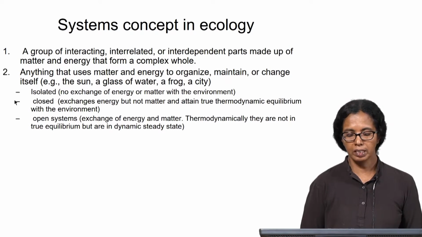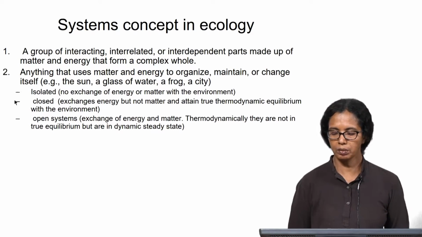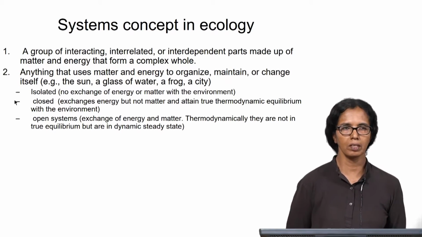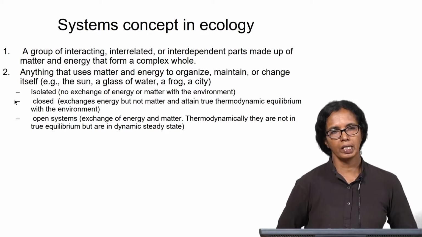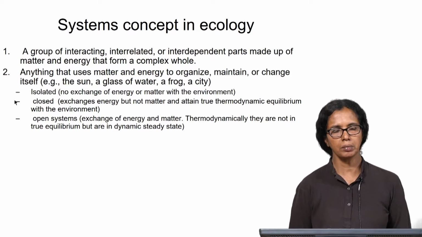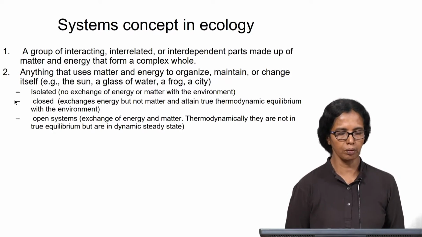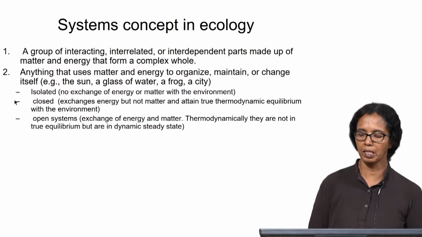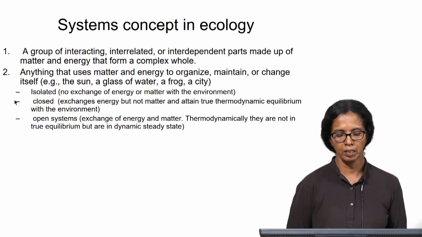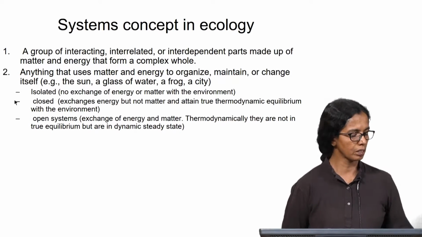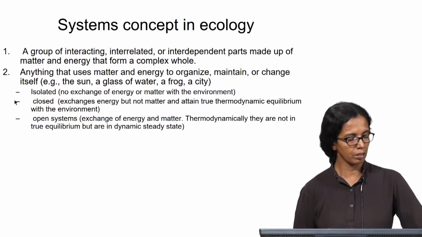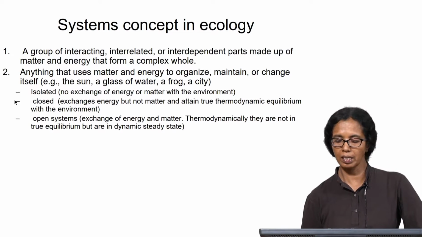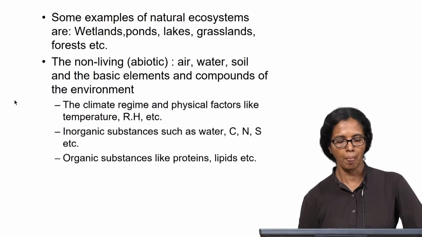A closed system exchanges energy but not matter, and attains true thermodynamic equilibrium with the environment. These are based on the assumption that ecosystems are thermodynamic systems, which are either isolated, closed or open. Open systems exchange both energy and matter. Thermodynamically they are not in true equilibrium, but are in a dynamic steady state. This is the case for most ecosystems.